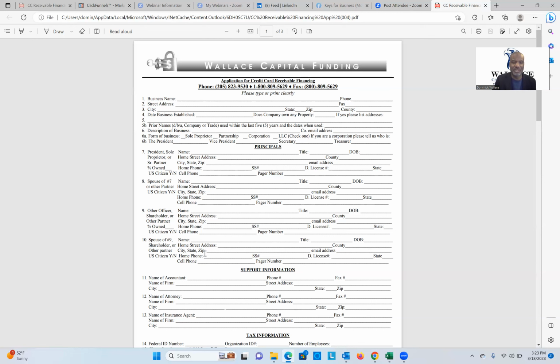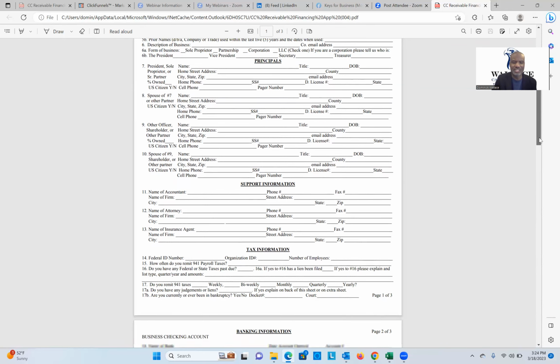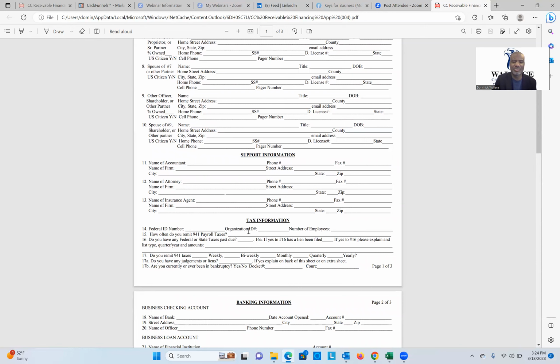And so similar information there. Your accountant, the name of your accountant, telephone number, fax number, name of their firm, street address, city, state, zip code, your attorney, your insurance agent, same information. Your tax ID number, that's required. Organization ID number, that's the number from the Secretary of State information that is there.